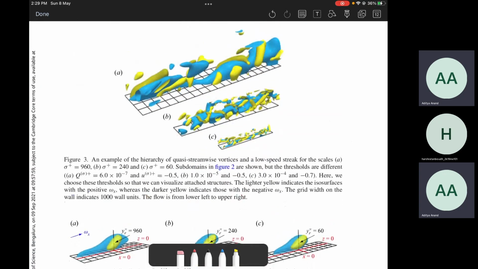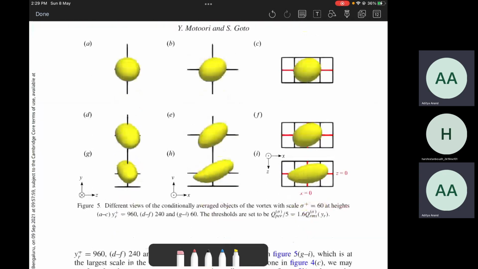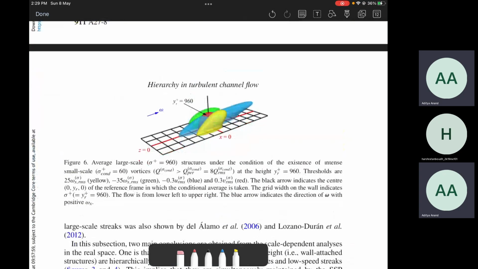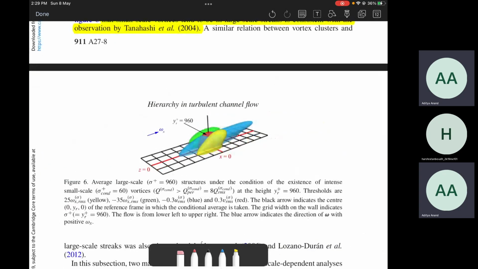Then they have studied the geometry of these structures. They have seen how the large scale structures are shaped. What they've shown here is an average large scale structure.